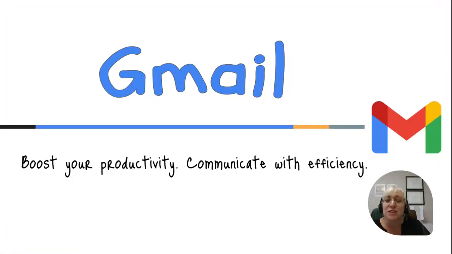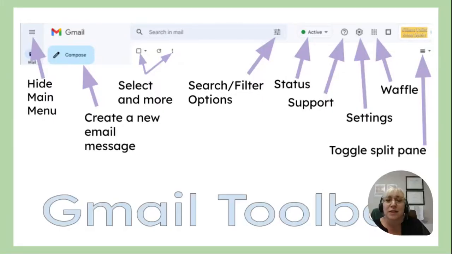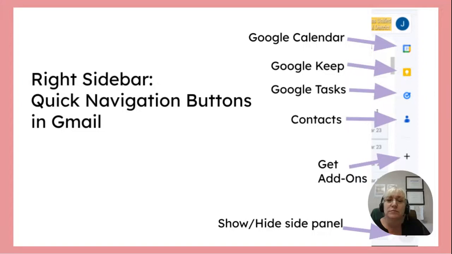As mentioned before, Gmail and Calendar work together. Here at the top menu, you can get to settings with a cog, just like in Calendar. But over on the left-hand side, you can compose a new email. Over on the right-hand side of Gmail, you can quickly navigate to Google Calendar.